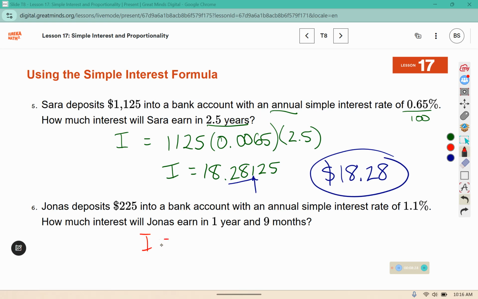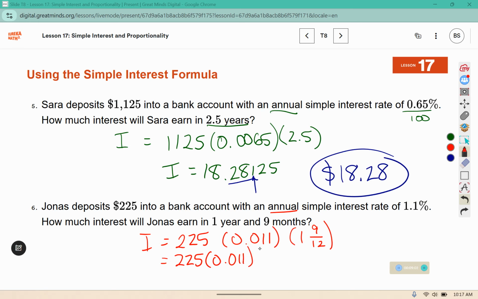Jonas deposits a principal of $225 with an annual rate of 1.1, so that is 0.11 in decimal form, and the time is 1 year and 9 months. That's 1 year and 9 out of 12 months in the year. You can change 9/12 to a decimal. 9 divided by 12 is 0.75, so we can rewrite this as 1.75.